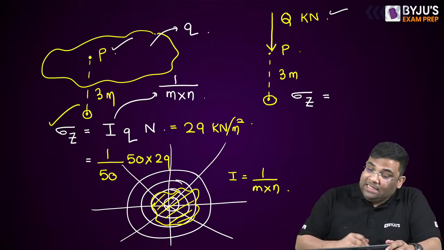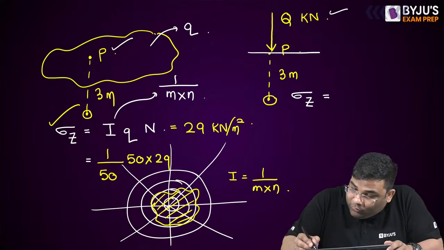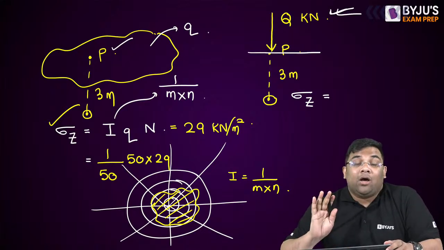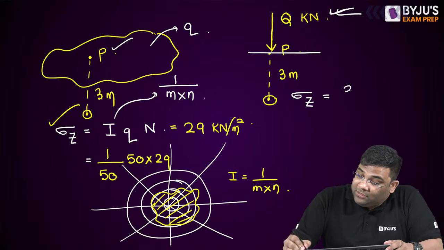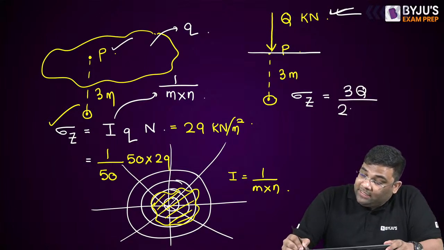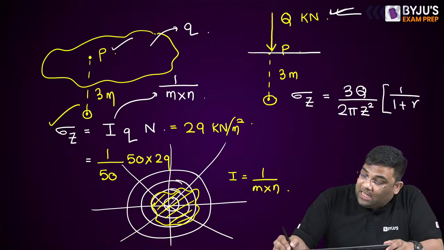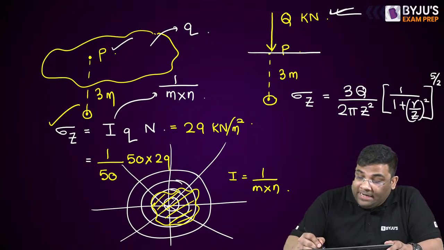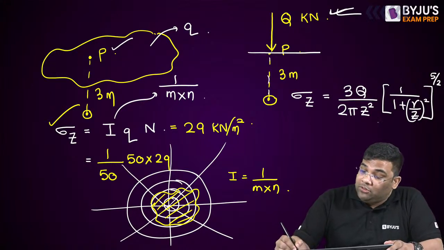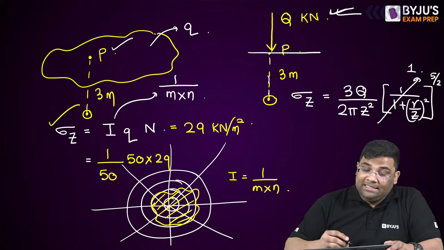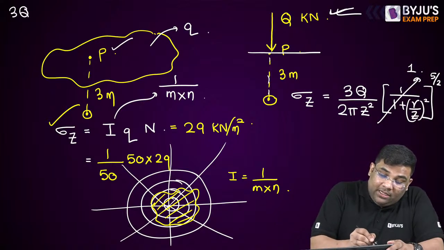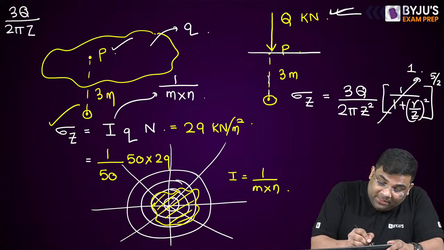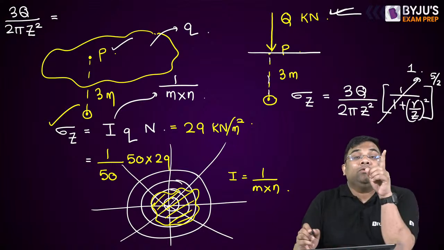Next, I am telling that the stress increment due to this point load is also the same. Now, the stress increment due to the point load formula is what? As per Boussinesq, it is 3Q by 2 pi Z square into 1 by (1 plus (R by Z) whole square) to the power 5 by 2. But when we are finding just below the load, R becomes 0, so this whole term becomes 1. So 3Q by 2 pi Z square becomes equal to sigma z.